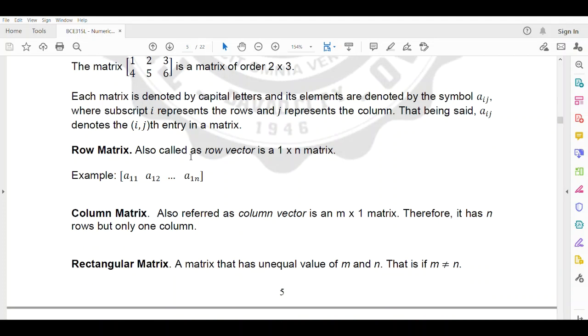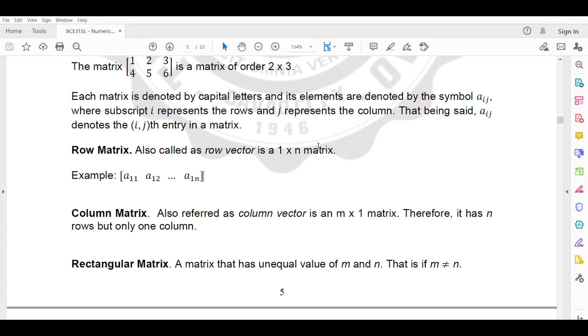It is also called a row vector, which has a dimension of 1 by n. For example, we have here this one. This is a horizontal array of numbers in a 1 by n matrix. We also have the column matrix, which is just the inverse of the row matrix, in which it is an m by 1 matrix, and it is what we call the vertical array of numbers.